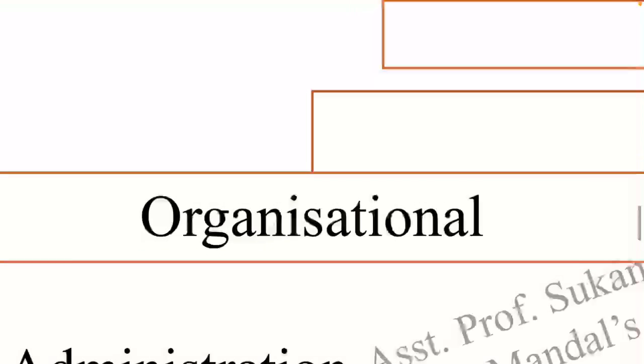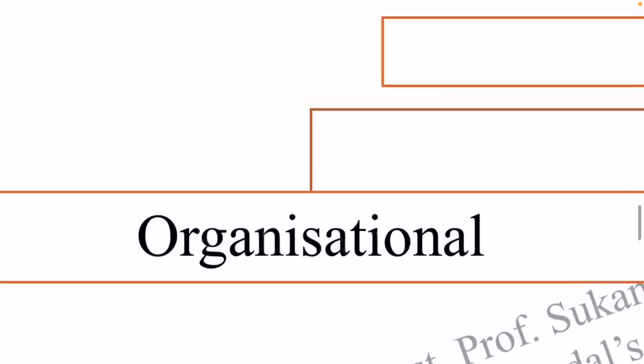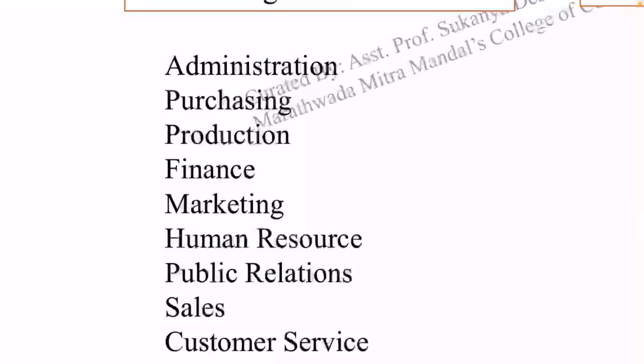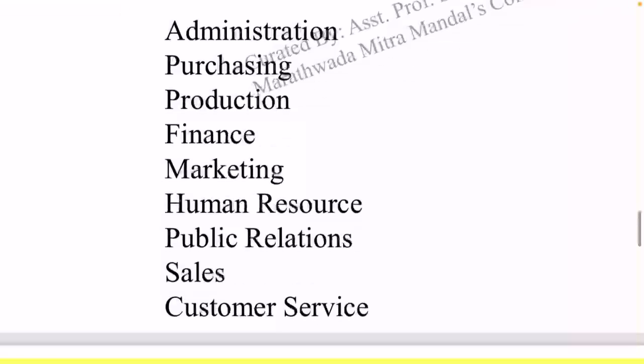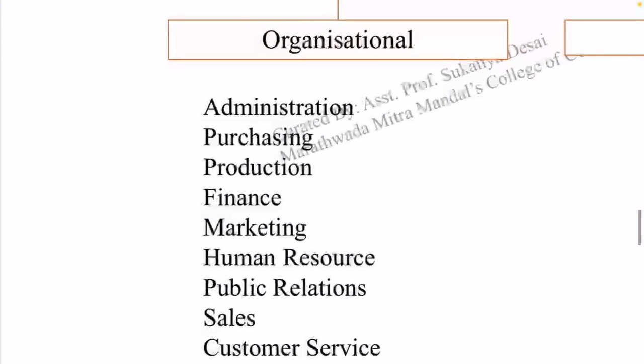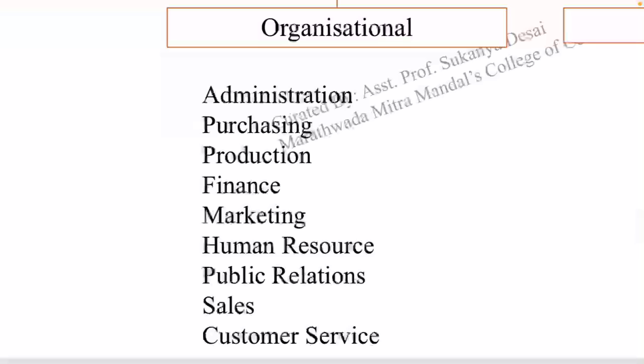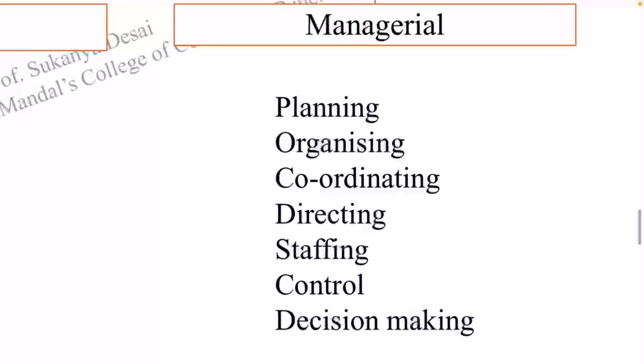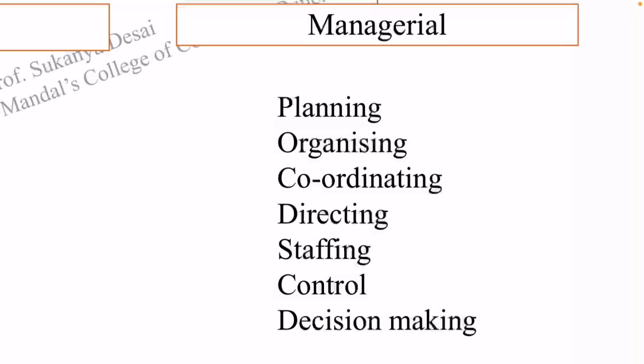So if we take the company form of organization in mind, for example a manufacturing company, at any given point of time it is engaged in these functions. There is procurement function, production function, finance element is there, marketing is there, human resources, public relations, sales, customer service, and so on. But as we have already studied in our 11th and 12th standard, apart from organization functions, there are managerial functions as well, starting from planning, organizing, coordinating, directing, staffing, controlling, motivating, decision making, and so on.